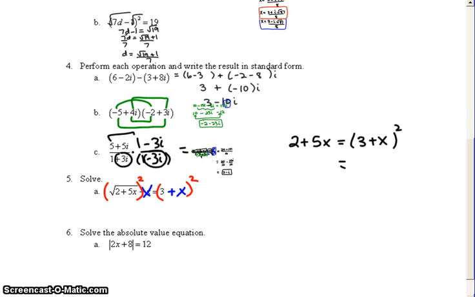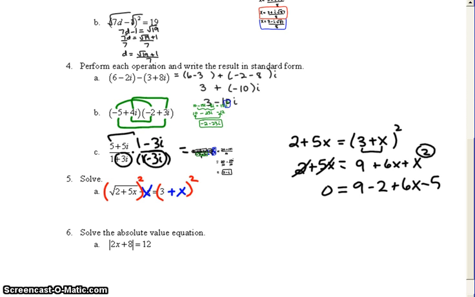Okay, over here on the right side, 3 squared is 9. x times x is x squared. 3 times x is 3x, so double that and you get 6x. Bring everything else down. Now we're going to isolate everything to the same side where the x squared is. Since it's a quadratic, we're going to set it equal to 0. So we have 9 minus 2 plus 6x minus 5x plus x squared.